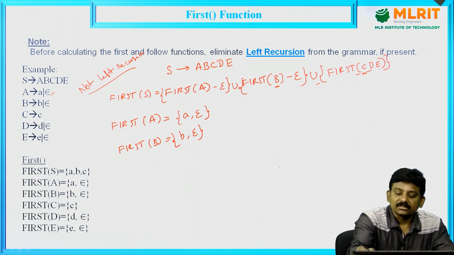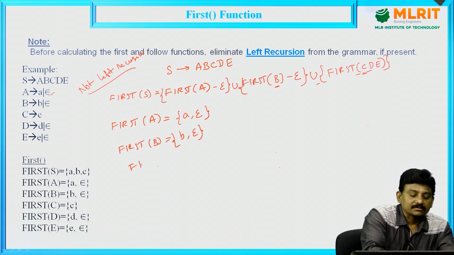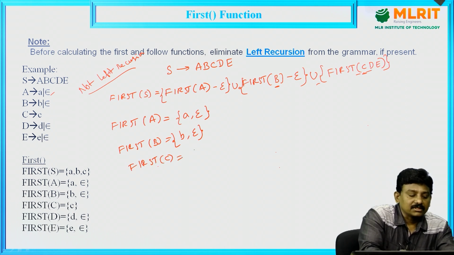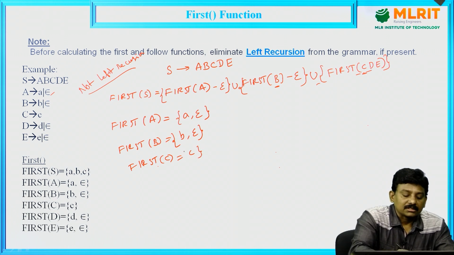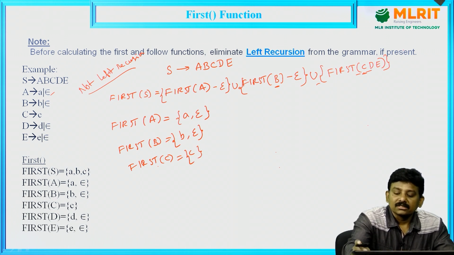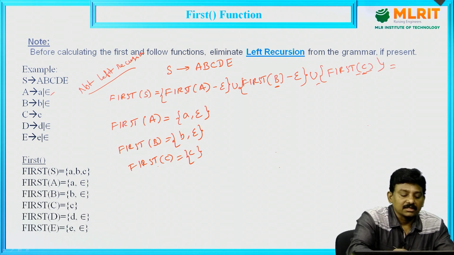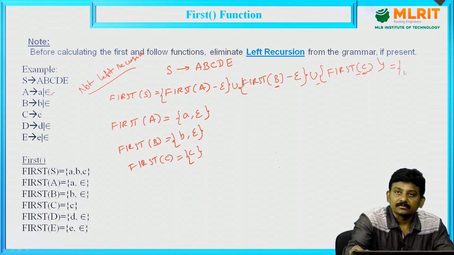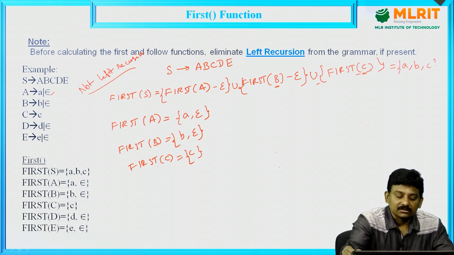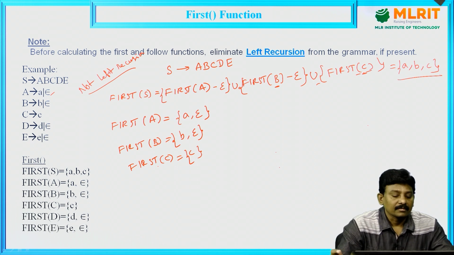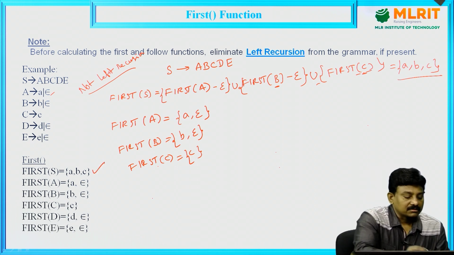The first symbol of C, D, E is C, so calculate first of C. First of C is c. First of C does not contain epsilon, so we can stop here, no need to go for D, E. So first of A is a comma epsilon, excluding epsilon it is a. First of B minus epsilon means b, first of C is c. So the answer is first of S is a, b, c.